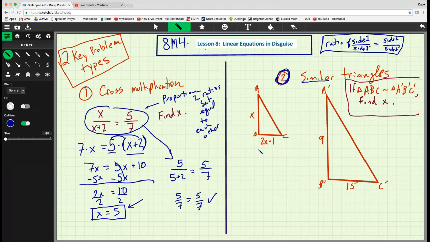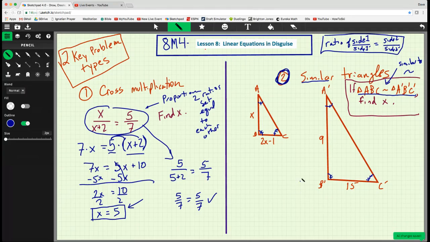What we're going to do is, we know that these are similar triangles because we say, if triangle ABC is similar to, right? This symbol, the squiggly, means similar to. So that means that these are the same shape, different sizes. So we know that these angles are the same, we know that these angles are the same, and we know that angles C and C prime are the same.